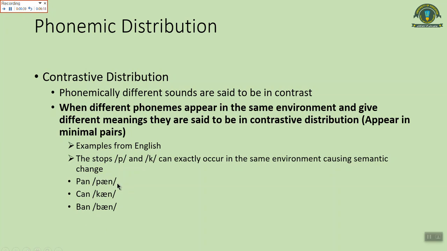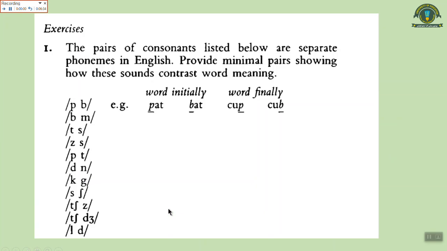These: pan, can and ban. These can be considered minimal pairs, and plus these can also be said to be, so /p/ and /k/ and /b/, these sounds can be said to be in contrastive distribution to each other.